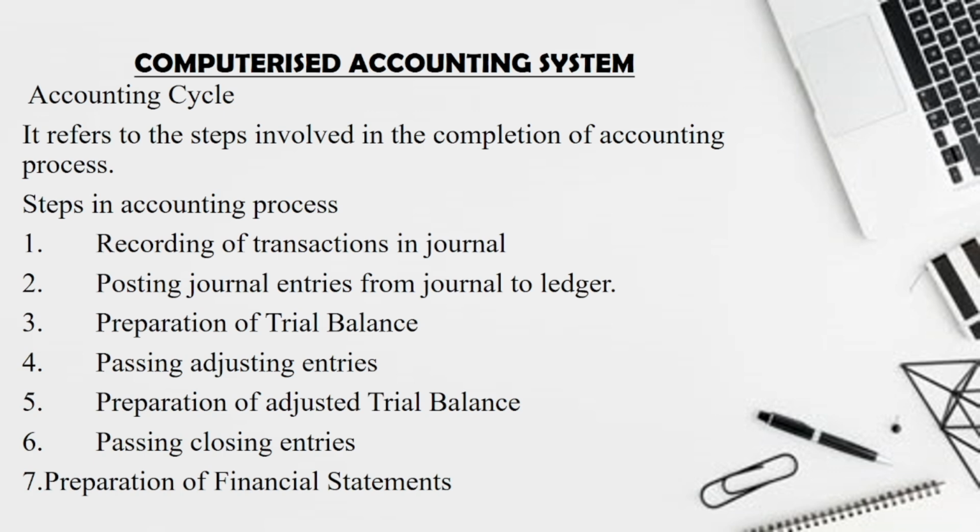The accounting cycle, kindly note the steps in the accounting process. First of all, recording of transactions in journal, posting journal to ledger, preparation of trial balance, passing adjustment entries, preparation of adjusted trial balance, passing closing entries, then preparation of final statements, the financial statements. What are they? Trading profit and loss account and a balance sheet.